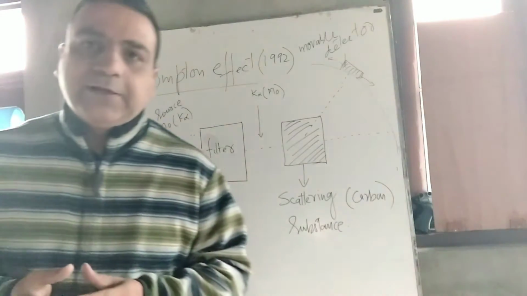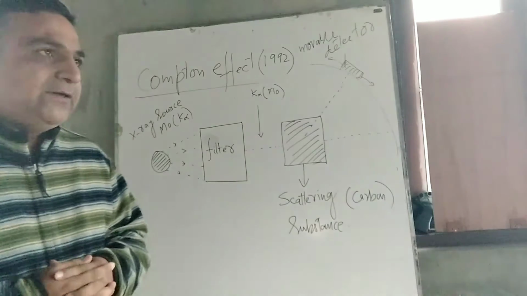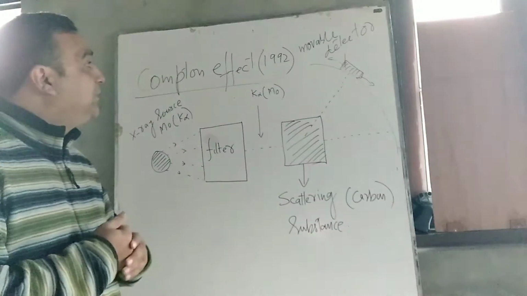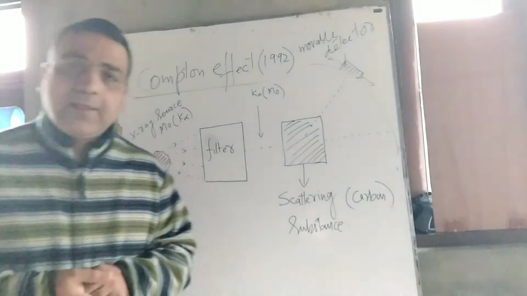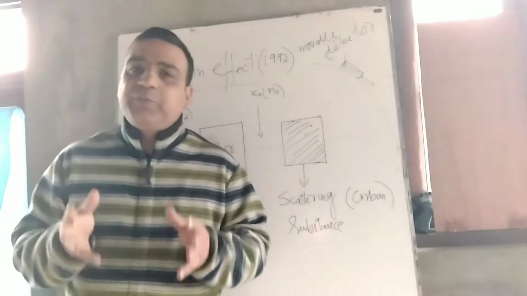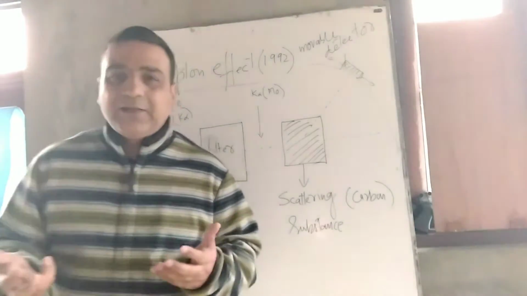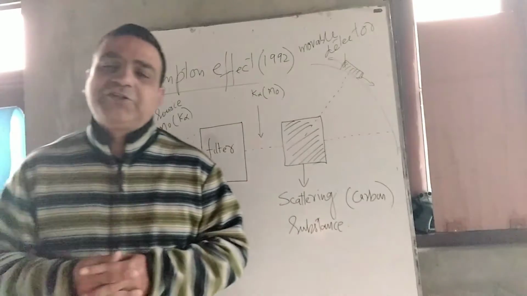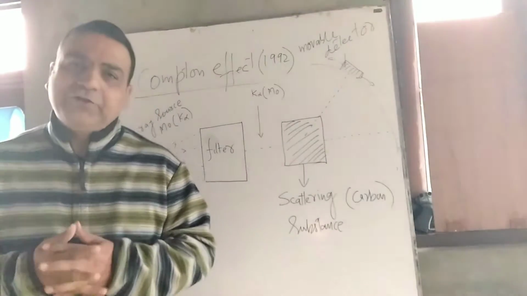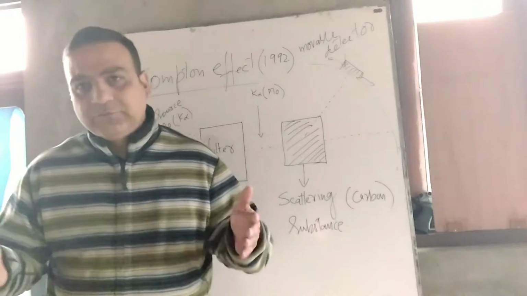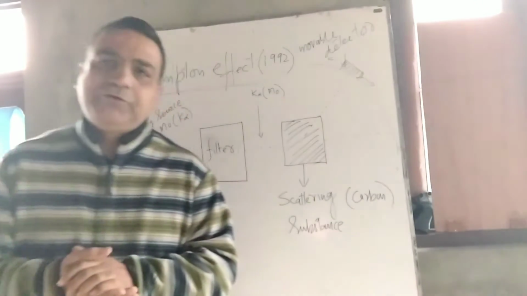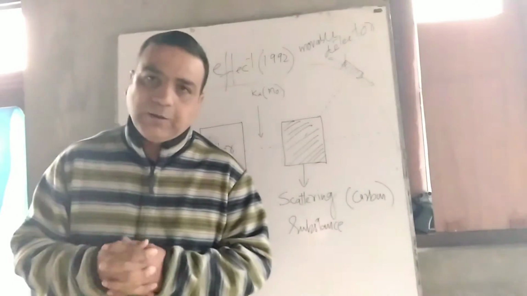Compton performed an experiment in 1922. He performed this experiment to measure the distribution of scattered radiations from a target material on which the radiations are allowed to fall.